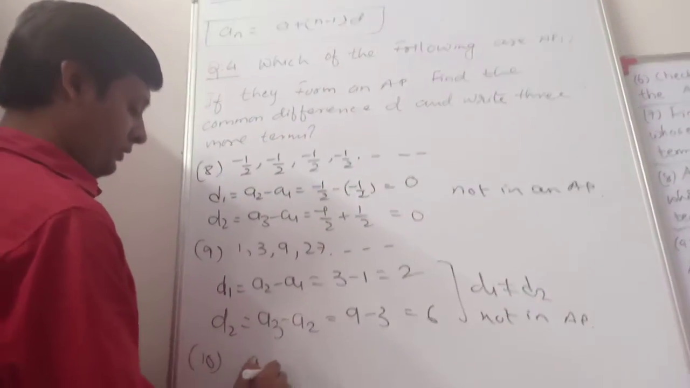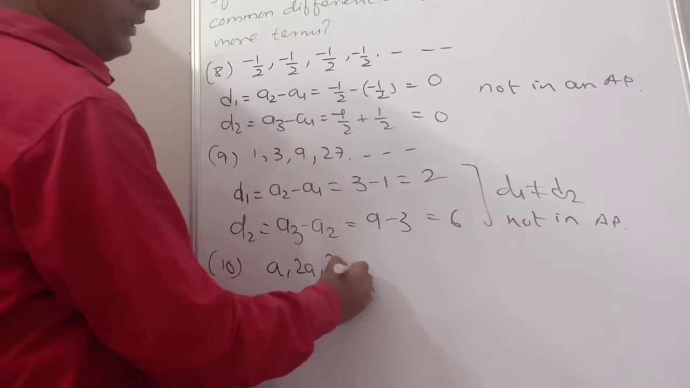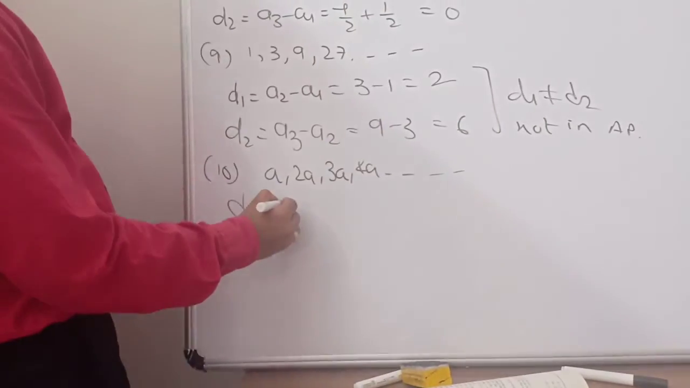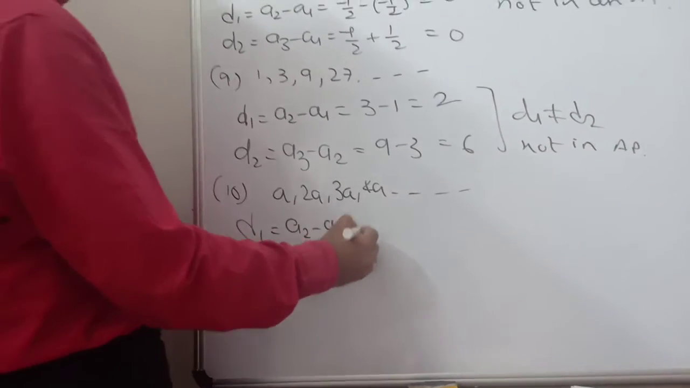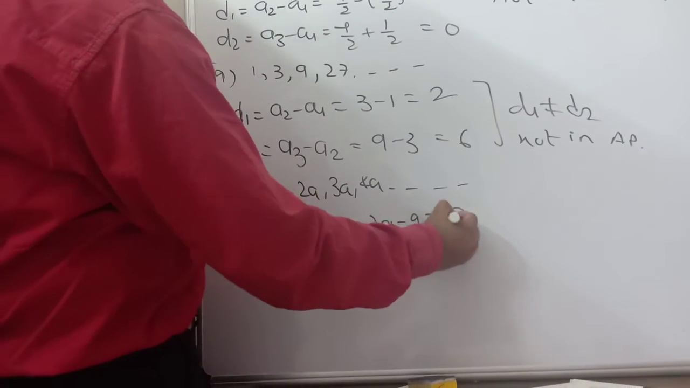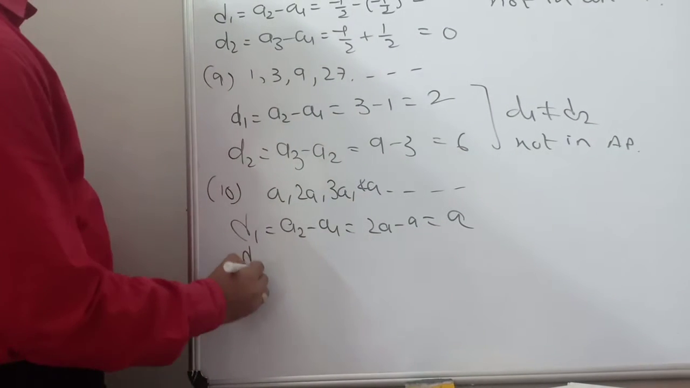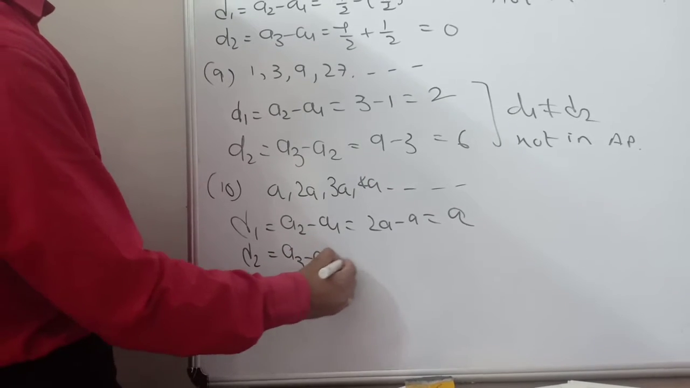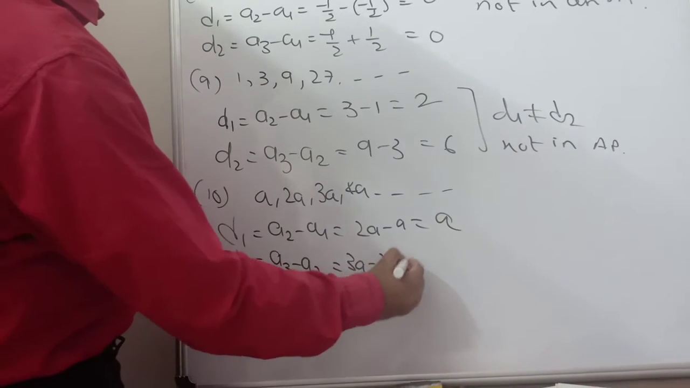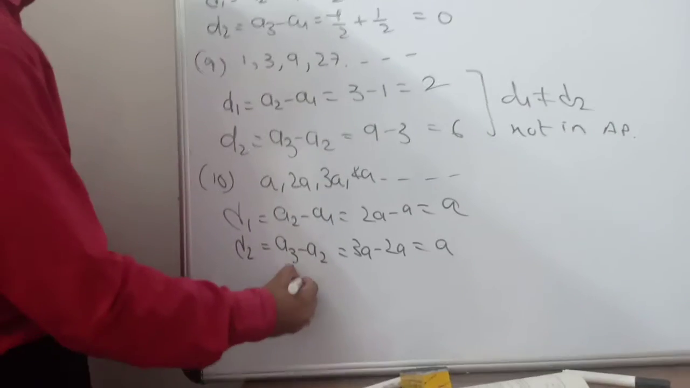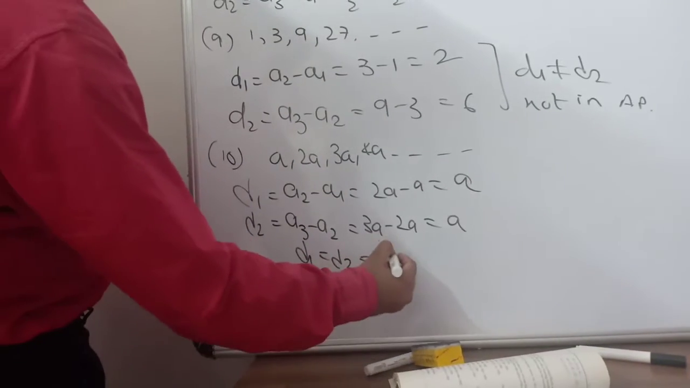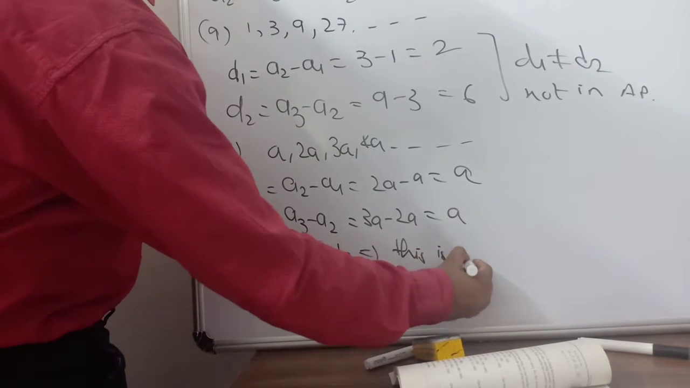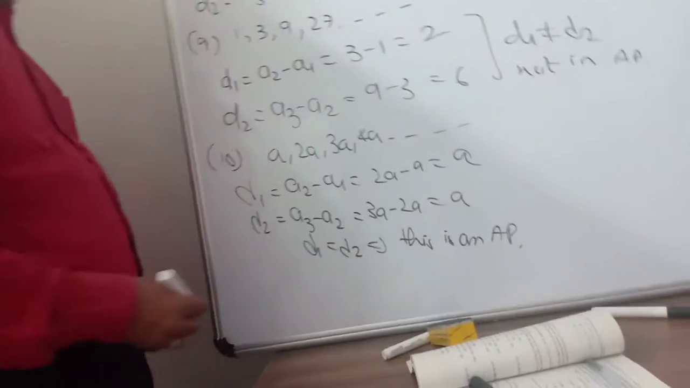Okay, then sum number 10. Here we have A, 2A, 3A, 4A and so on. Now D1 is equal to the second term minus the first term, so 2A minus A is equal to A. D2 is A3 minus A2, so 3A minus 2A, again A. So here D1 is equal to D2, so this is an AP. This sequence is in AP.